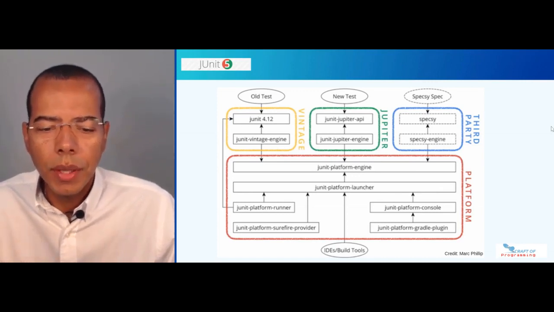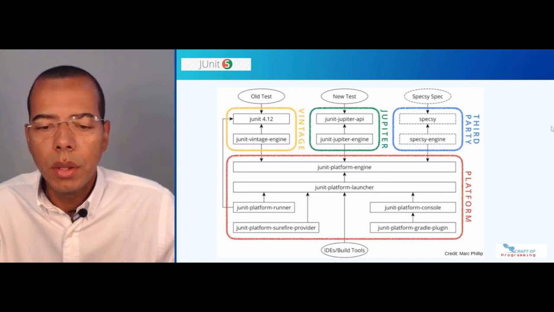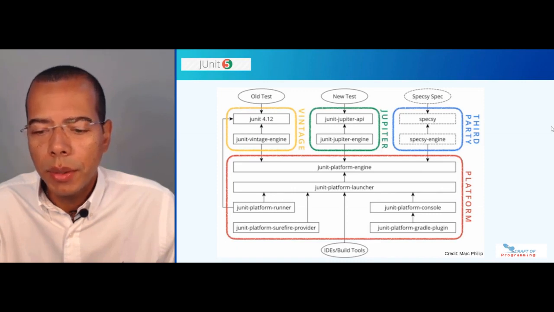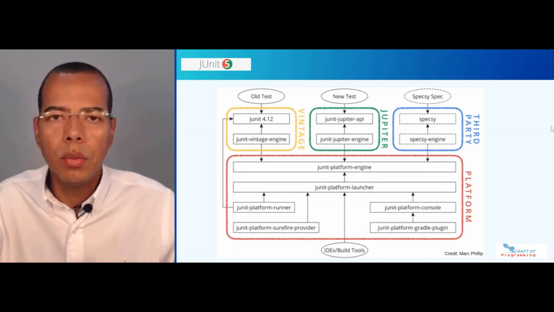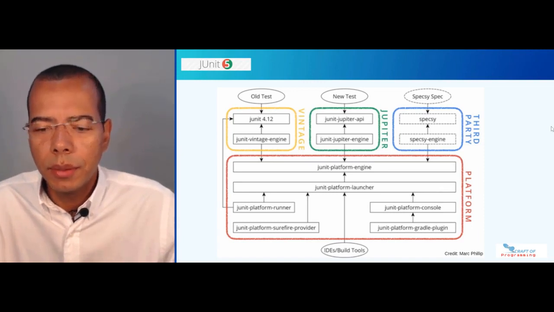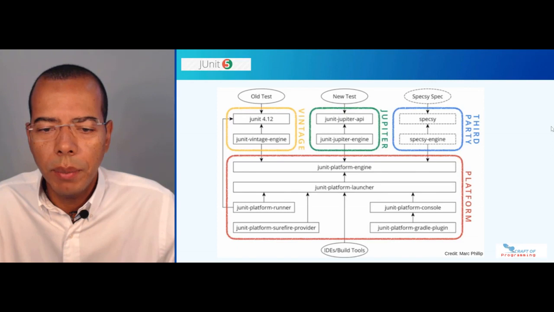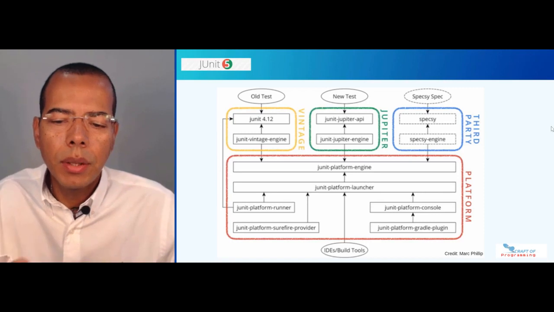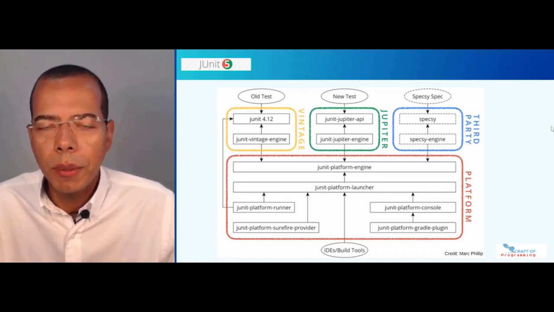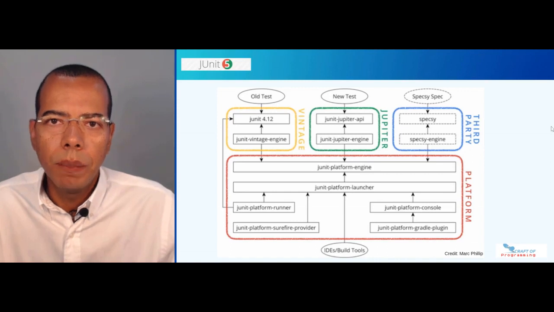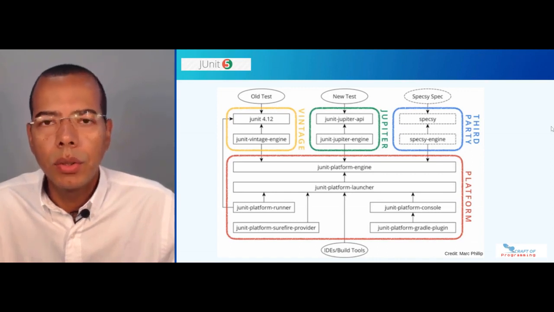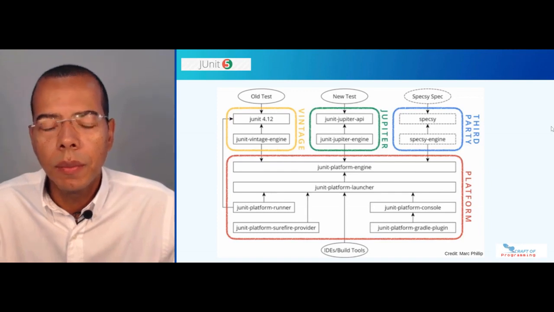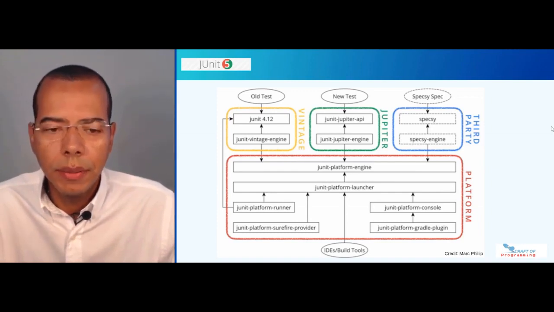This Surefire provider is for Maven to be able to run JUnit 5 tests in the platform or in the engine. And the Gradle plugin, again, is to run Gradle tests. So that's a dependency for these two build tools, Maven and Gradle. The other one you see, JUnit Platform Runner, is for forwards compatibility, so that old IDEs that don't yet support JUnit 5 can still run JUnit 5 tests. So that's a way for forwards compatibility.